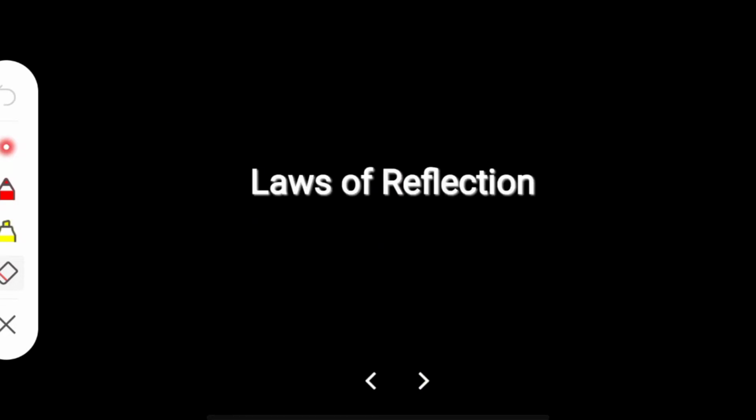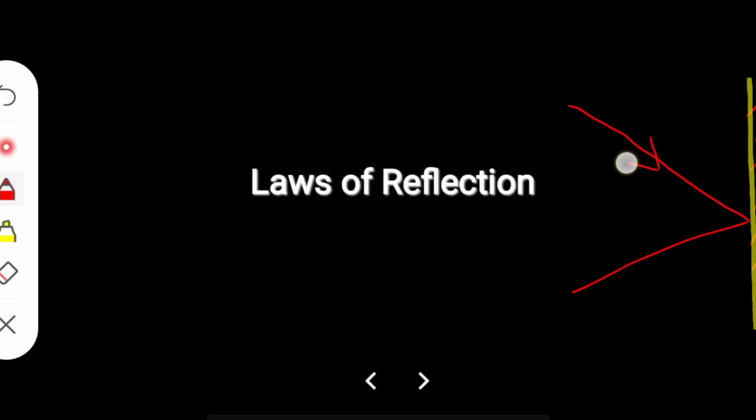Now we have laws of reflection in this chapter. So, first, let us understand what is reflection. Reflection: when light or anything gets bounced back after falling on a surface, we say that the thing is reflected. For example, if there is a surface, this one, say a mirror, and a light falls like this on the surface, it will get reflected.